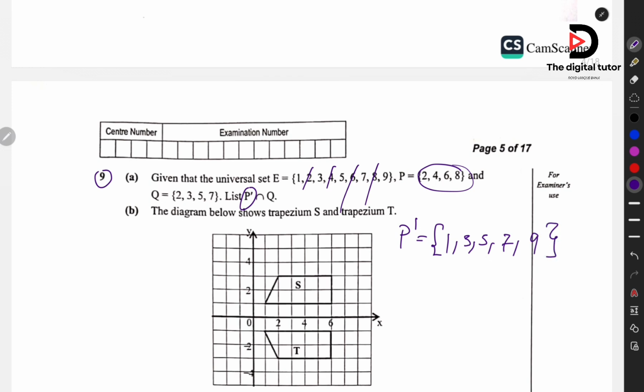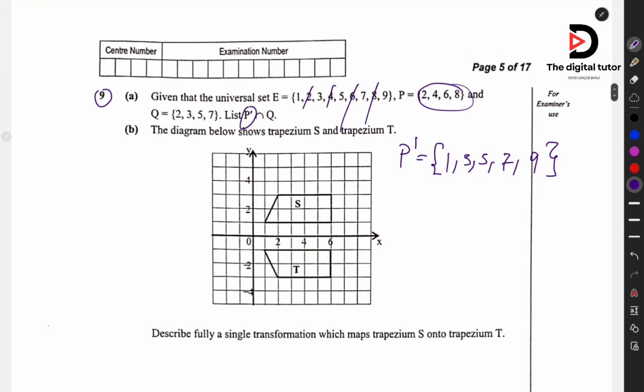So please be able to follow it up and make sure that we've not made any mistake at any point. So having found P complement, now we can intersect it with Q. Which means P complement intersection Q, we find what these sets have in common.